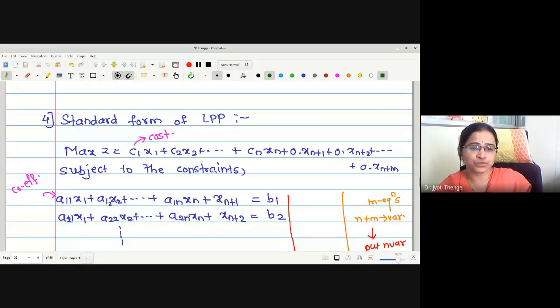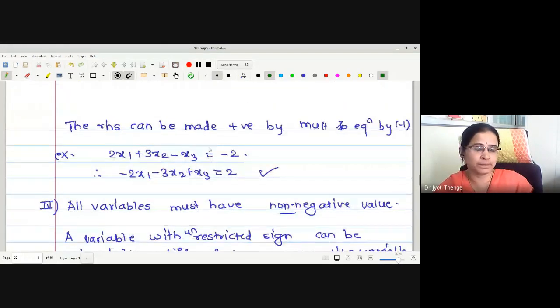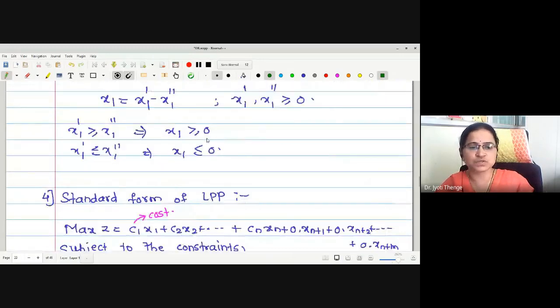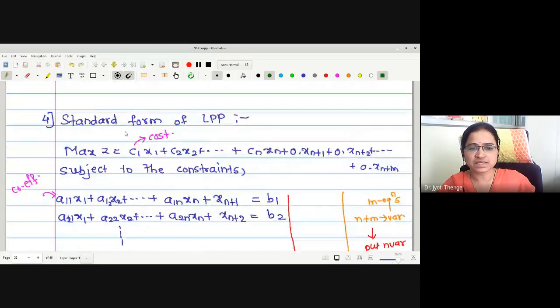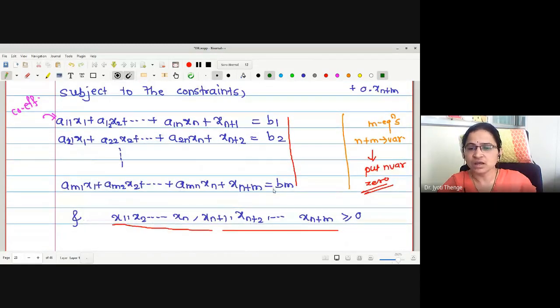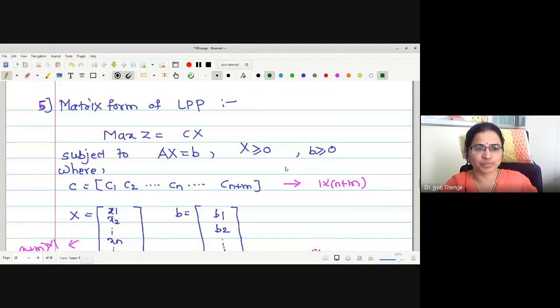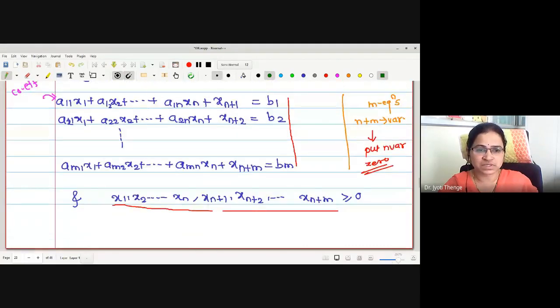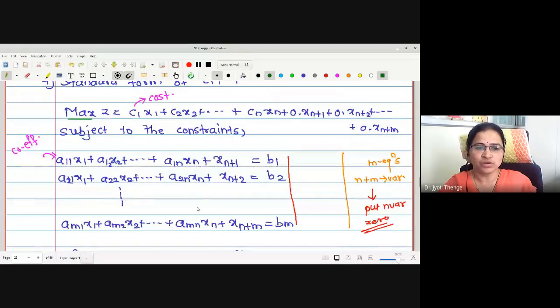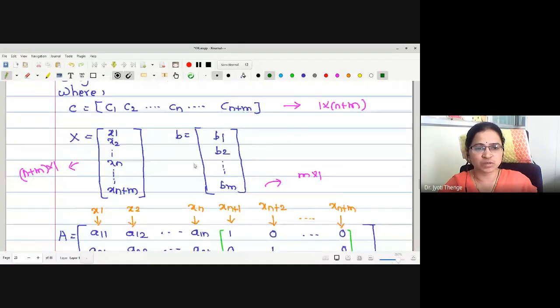Therefore, how should we convert the LPP to the standard one? By using these four rules. So this is the standard form of a linear programming problem. This is maximization, all the constraints are equalities, right? We have non-negativity constraints, and all the right hand side constants are also non-negative. Then we have seen the matrix form.